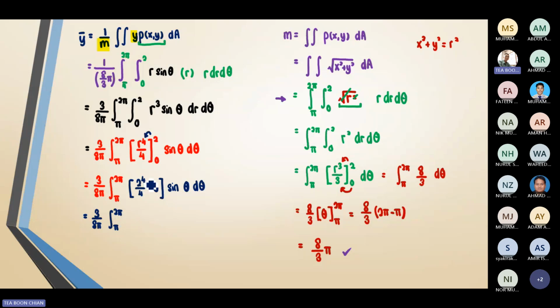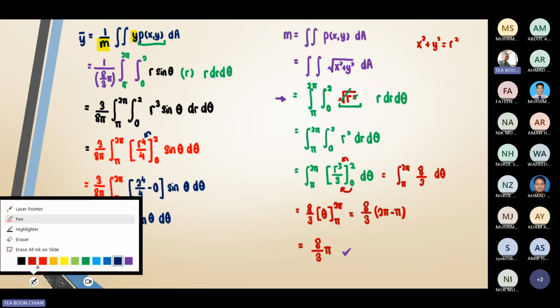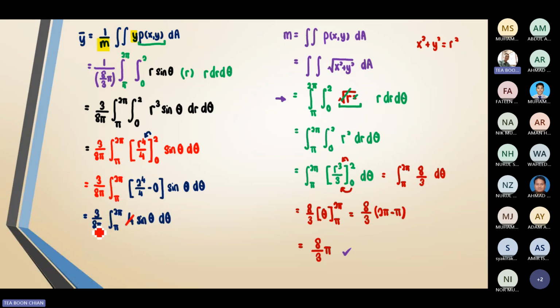Okay, 2 kuasa 4, 16. So 16 bahagi 4, kamu dapat sin 4 sin theta d theta. So here, 4 and 8 can actually simplify the coefficient, giving you 3 over 2 pi. Lastly, sin theta can be integrated into negative cos theta.